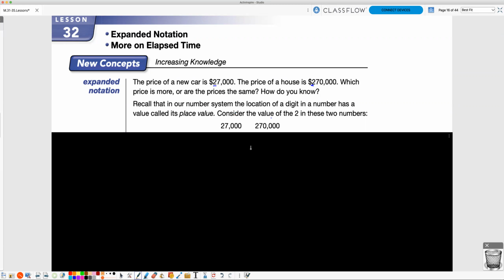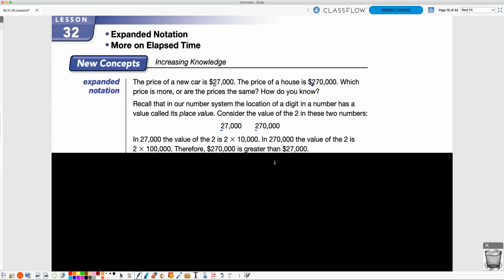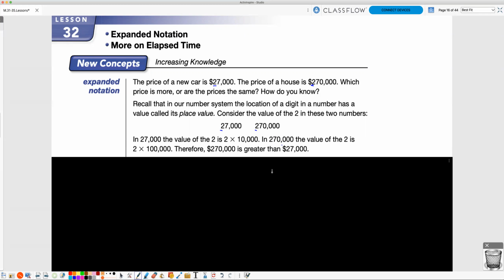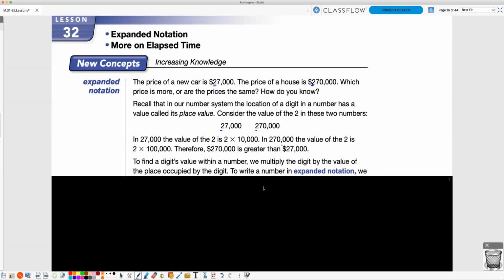27,000 and 270,000. So when you're looking at the 2 in those two numbers, in 27,000, the value of the 2 is 2 times 10,000. It's in the 10,000s place. In the 270,000, the value of the 2 is 2 times 100,000. Therefore, 270,000 is greater than 27,000.